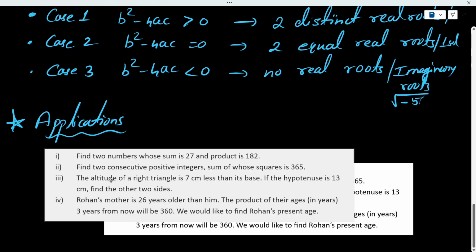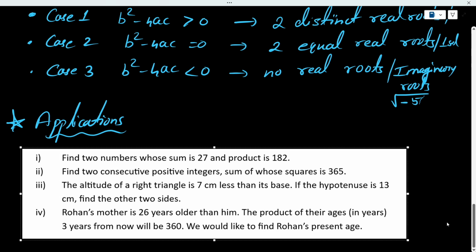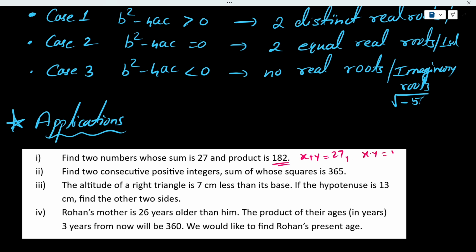Application based questions are all word problems. You need to frame the equation, then you need to solve the equation. That's why the weightage is more. Now the first question: find two numbers whose sum is 27 and product is 182, right? We need to find two numbers. You can take it as two variables also. x + y is 27, and product x into y is 182.